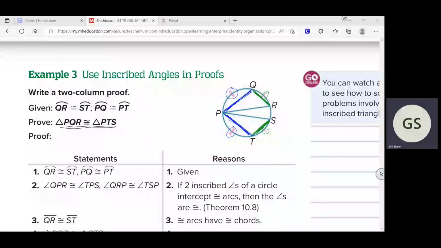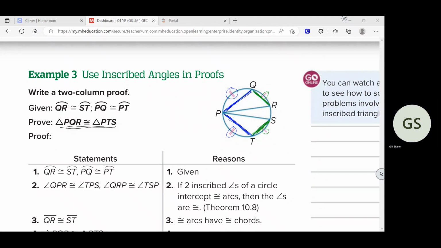By the way, I like that. We're trying to prove that these two triangles are congruent. PQR is congruent to PTS. Well, because two of the sides. Nope, that's not enough. Two sides is not enough. How can we prove triangles are congruent? There's 4 ways. Remember back when we did the 4 ways?